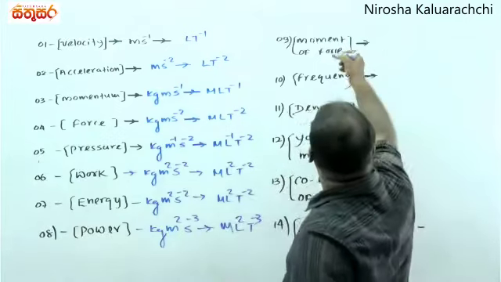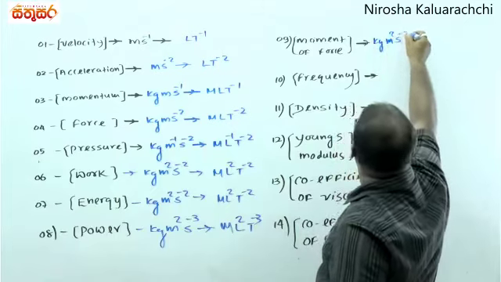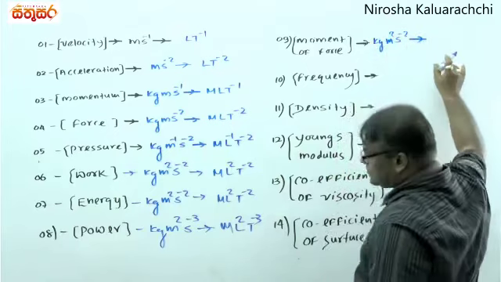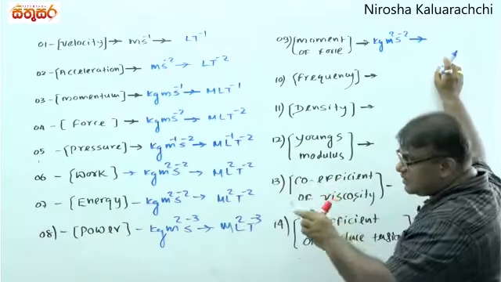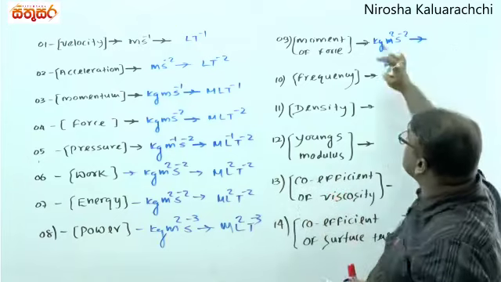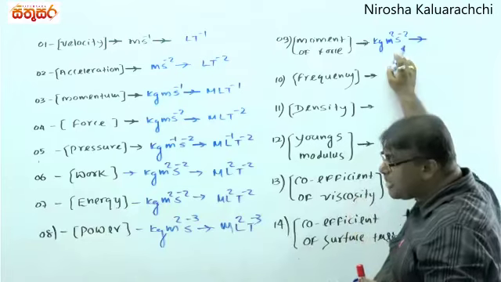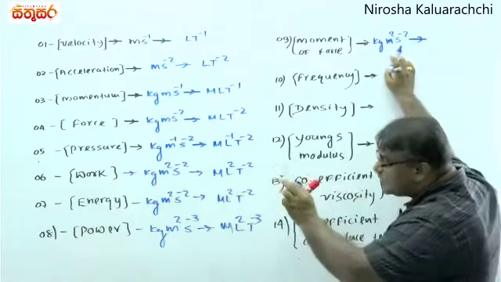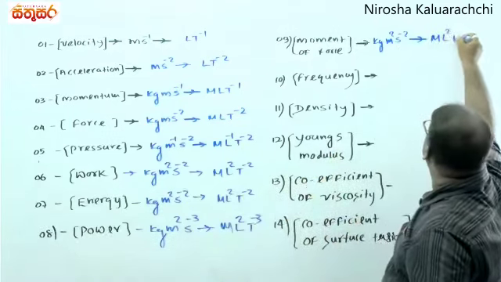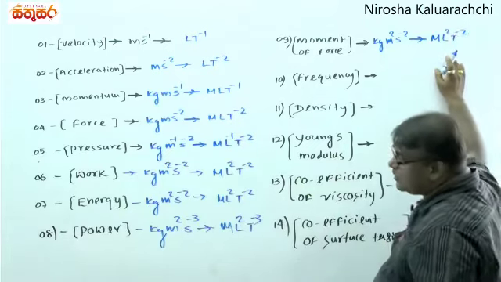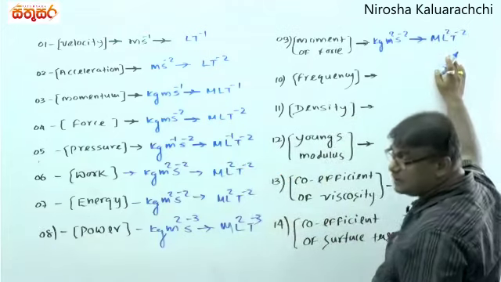Okay, the others. Moment of force: kg m squared s minus 2, dimension same as work and energy. For the work and energy unit, we can say joule, but for moment of force, we don't say joule, it is Newton meter. But the dimensions of work, energy and moment of force are similar: M L squared T minus 2. Remember, the units of work and moment of force are different, but they are similar in dimensions.